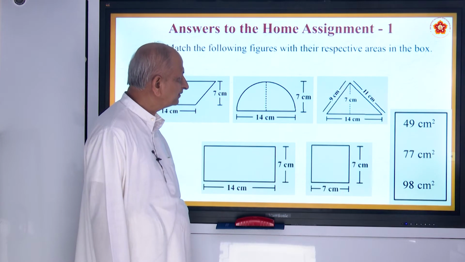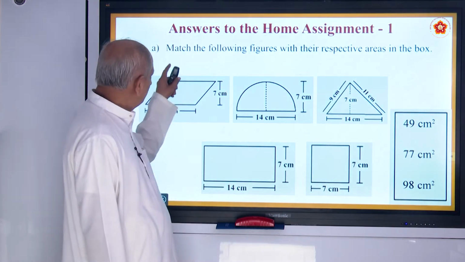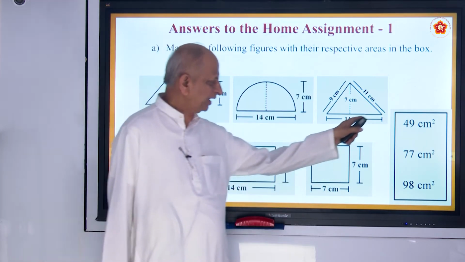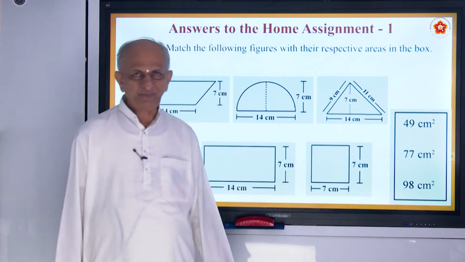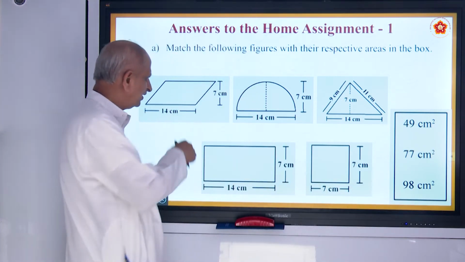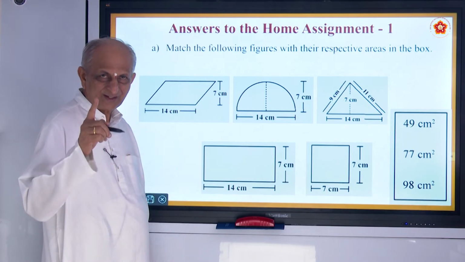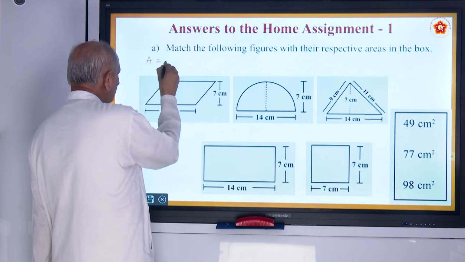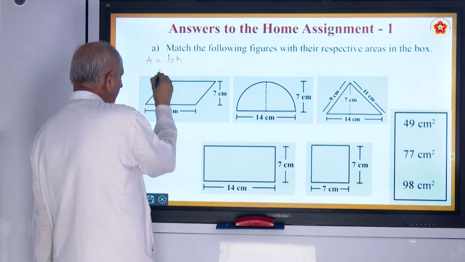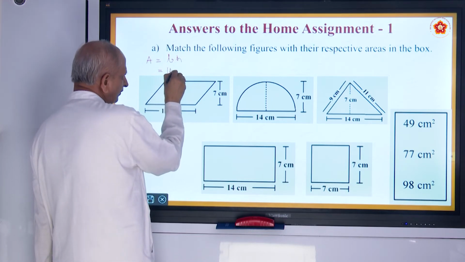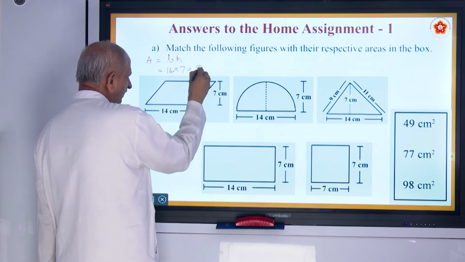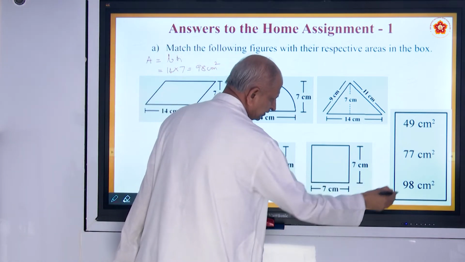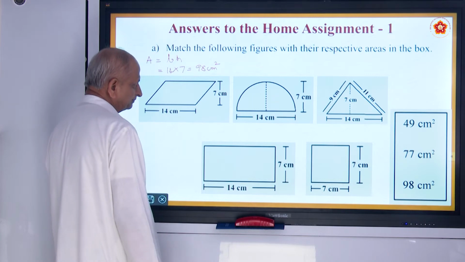Shall we go to the home assignments? Match the following figures with their respective areas in the box. So here are the answers given in the box. You have to find out the area. Come on. What is this figure called? It's called, correct, a parallelogram. What is the area? A is equal to base into height. What is the base? 14. What is the height? 98 square centimeters. So 98 is there? Yes, this is the area of the parallelogram.